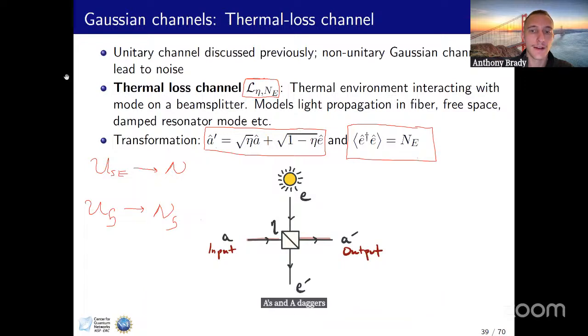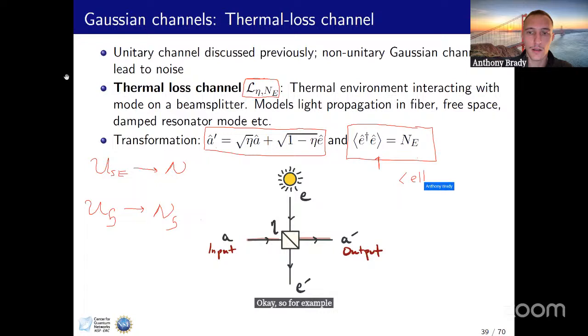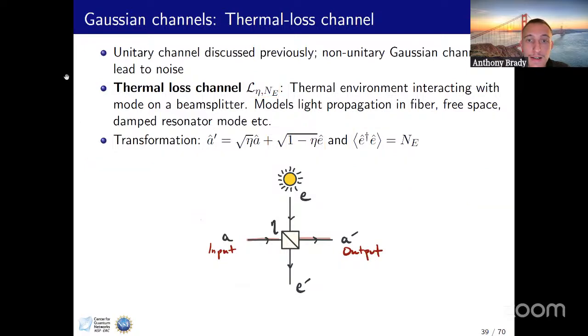All higher order moments, like E to the 4, E to the 6, whatever, can always be written as products of second moments. So for example, E dagger E dagger E E can always be written as products of this second moment. So yeah, this is a Gaussian approximation for the environment. Okay, so that's the thermal loss channel.